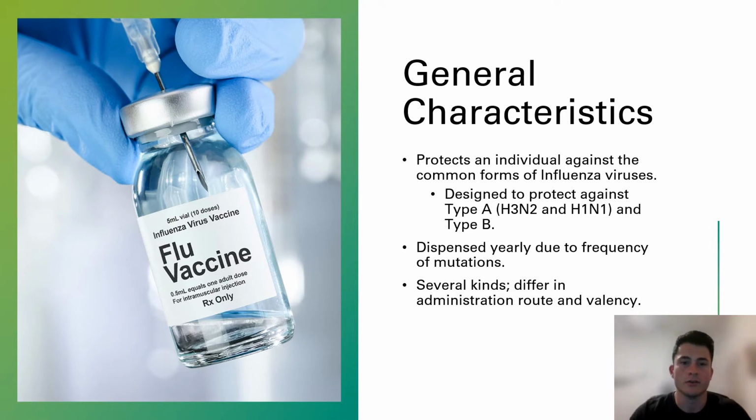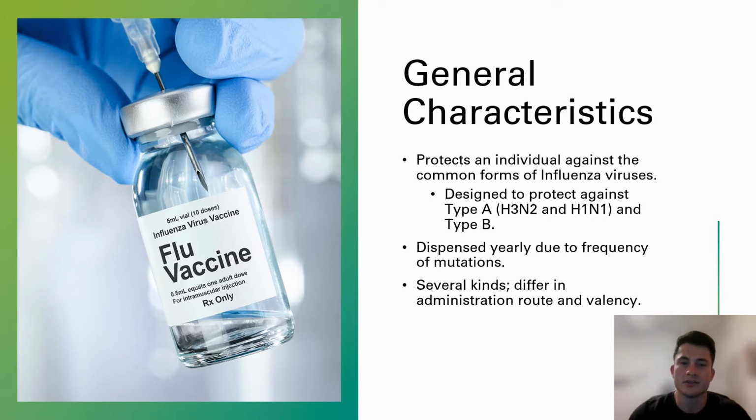Specifically, they target the two that harm humans the most, type A and type B. You can see that H3N2, also known as the swine flu, and H1N1 are different subtypes of the type A. And both of these subtypes are more severe to humans than the type B flu.